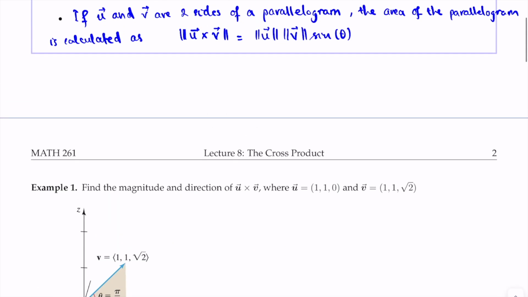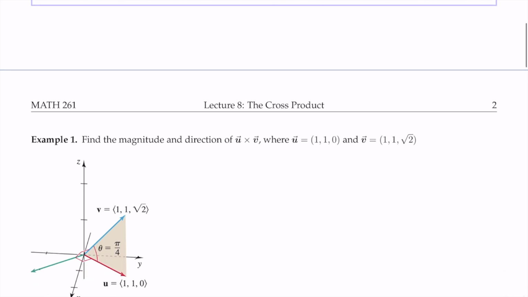Now we're going to use this formula to calculate the following example. We want to find the magnitude and the direction of u cross v, where u is equal to (1, 1, 0) and v is equal to (1, 1, square root of 2). We don't know the details of the calculations to get the vector from the cross product. However, at this point, we know how to calculate the magnitude of the cross product.